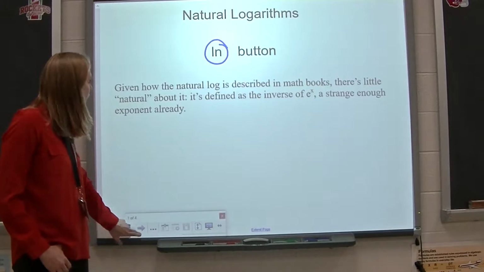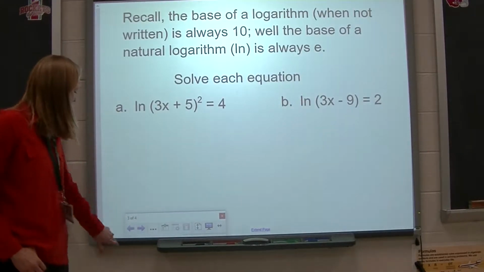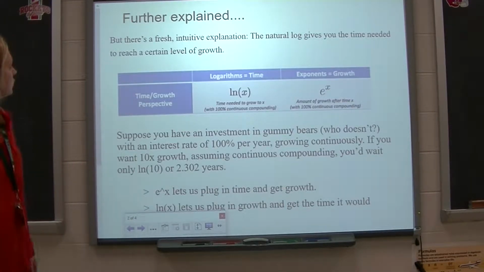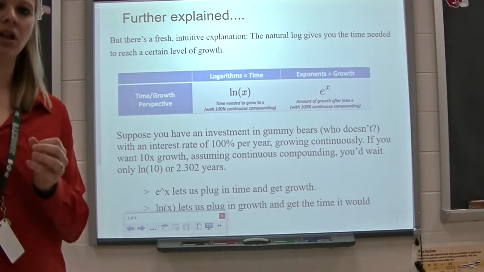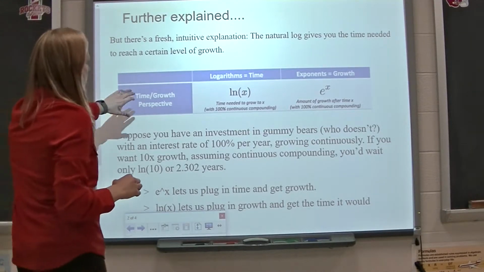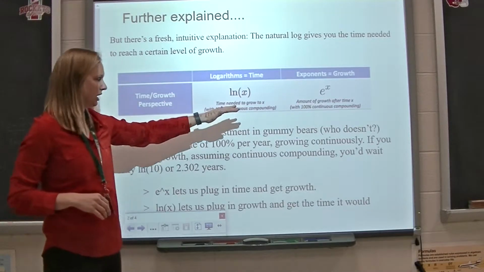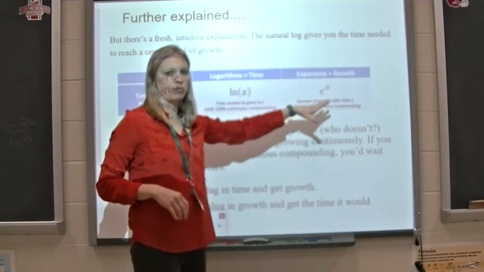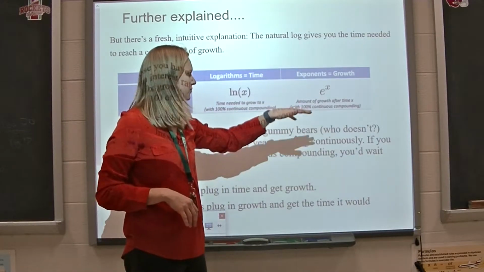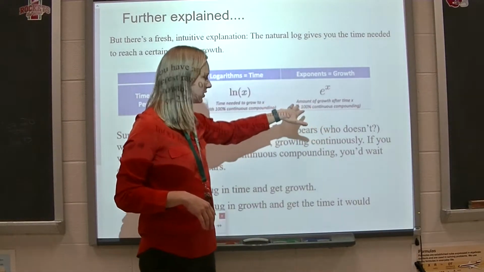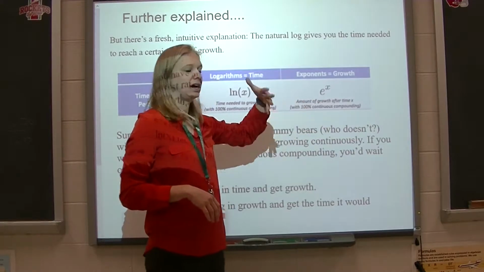So, let's bring this up. So further explained, here's a fresh, different explanation. The natural log gives you the time needed to reach a certain level of growth. So the logarithm is all about time, and exponents is about growth. So we've learned exponents. So if we have y equals e to the power of x, we're trying to determine the amount of growth after time x.